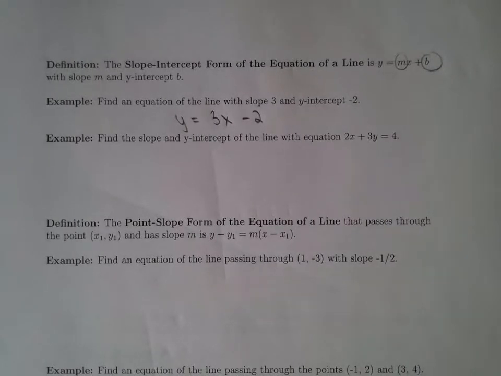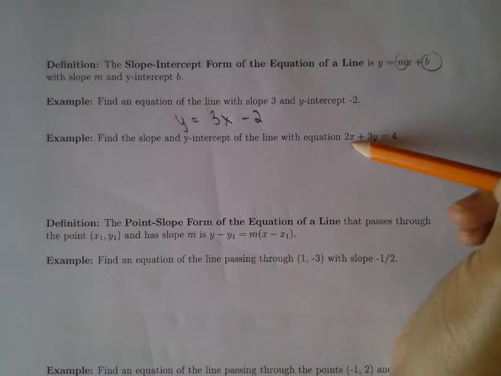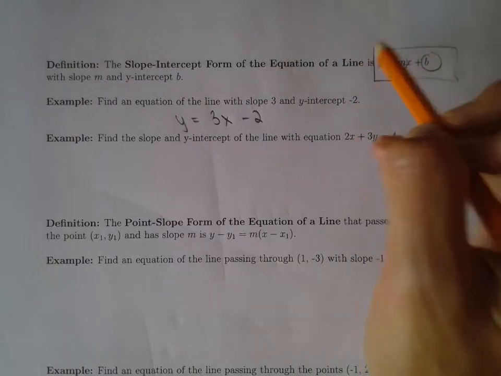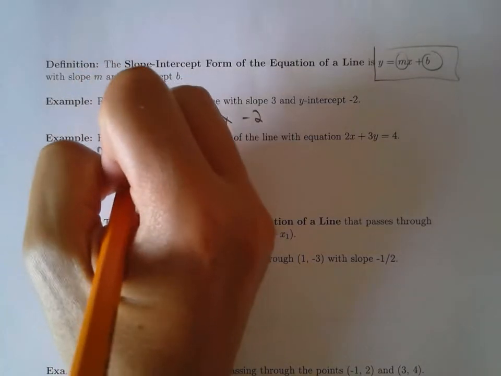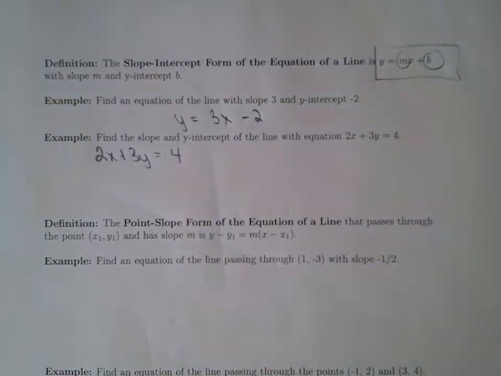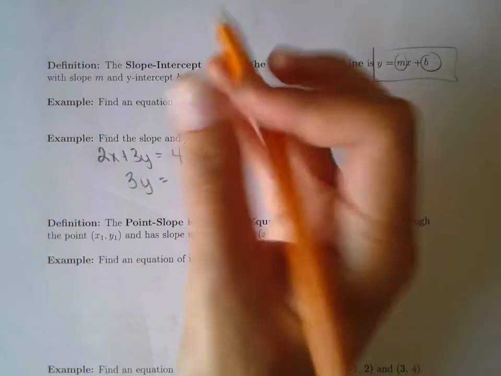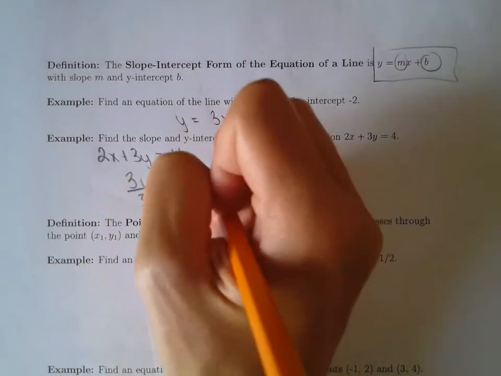Next example, find the slope and y-intercept of the line with the equation 2x plus 3y equals 4. Again, don't just say that the slope is 2, because you have to have it solved for y. It has to be in this form, y equals. So we have to solve for y first. We have 2x plus 3y equals 4. We're getting y by itself, so subtract 2x on both sides. So 3y equals 4 minus 2x. And then the last step is to divide by 3, sorry.